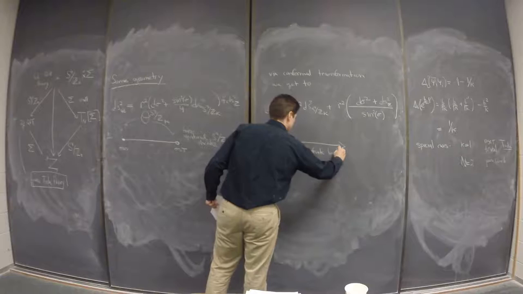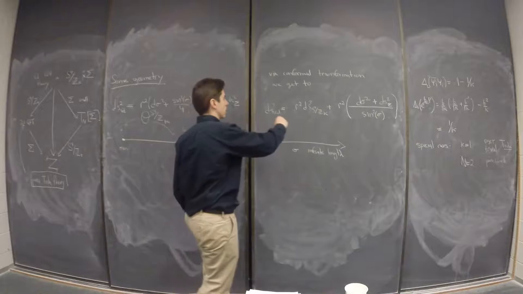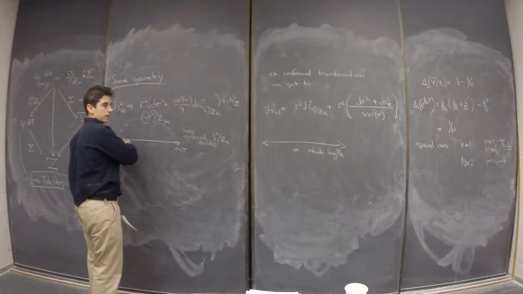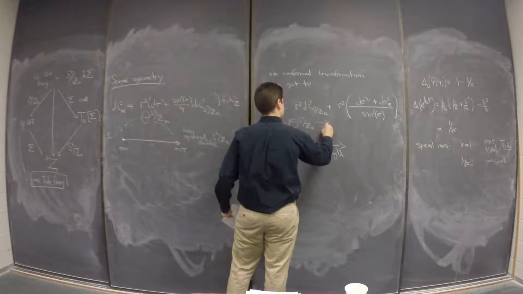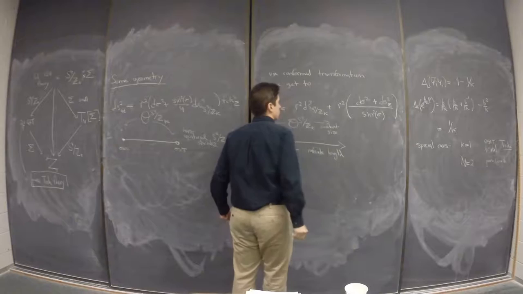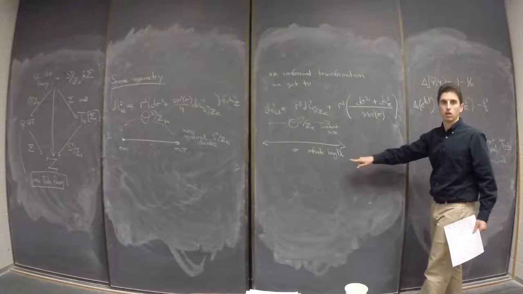Meanwhile, the S3 mod ZK is now no longer varying in size as we're going along this space. It's just constant size. And finally, I paid a little price because the Riemann surface became kind of warped over this interval.